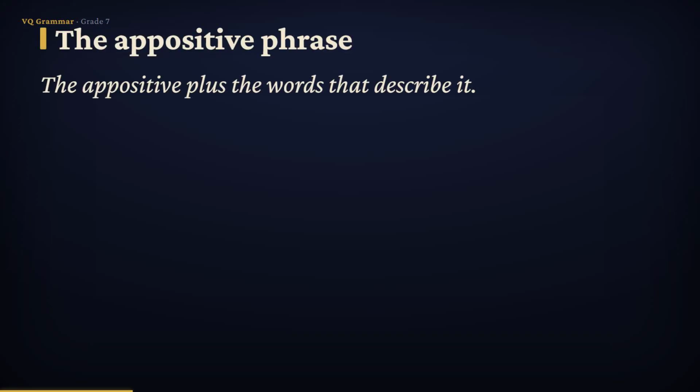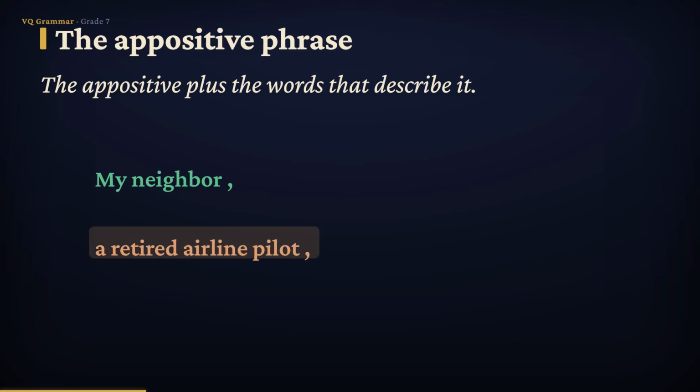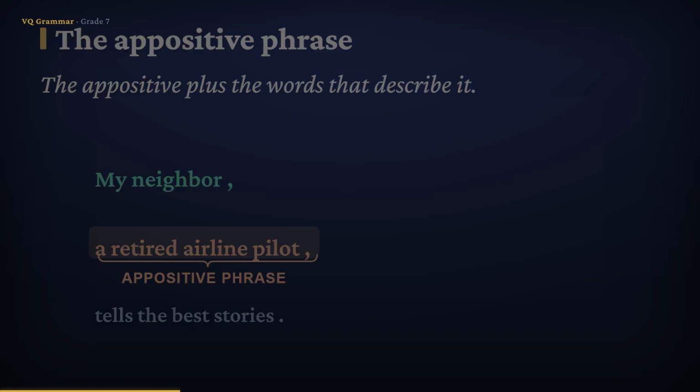Often, an appositive brings along a few helper words. When it does, we call the whole group an appositive phrase. That's simply the appositive plus the words that describe it. Look here. My neighbor, a retired airline pilot, tells the best stories. The appositive isn't just one word this time. The entire phrase, a retired airline pilot, renames neighbor. So an appositive phrase is the appositive noun together with all the words that go with it.